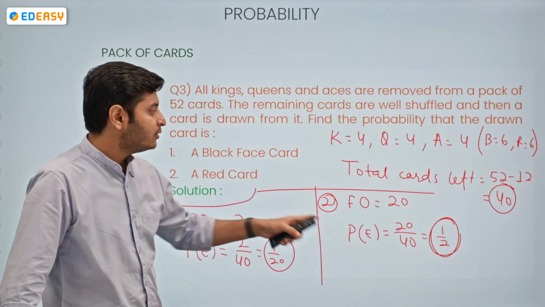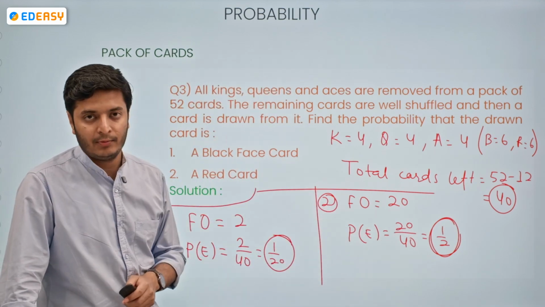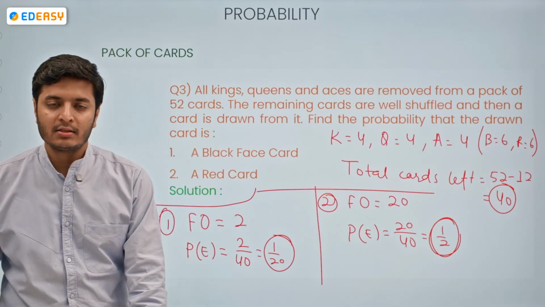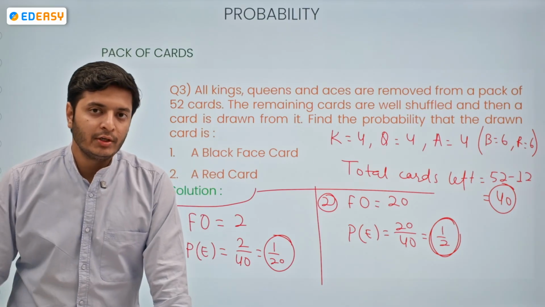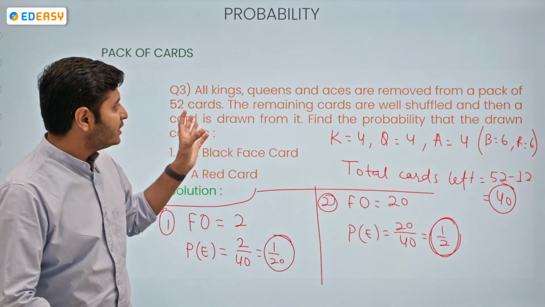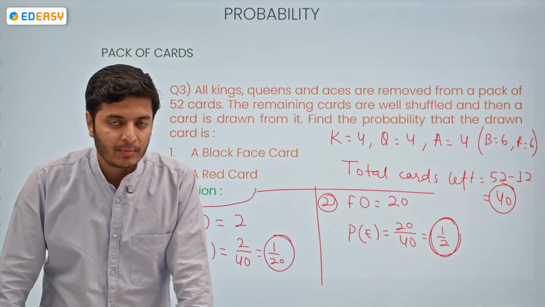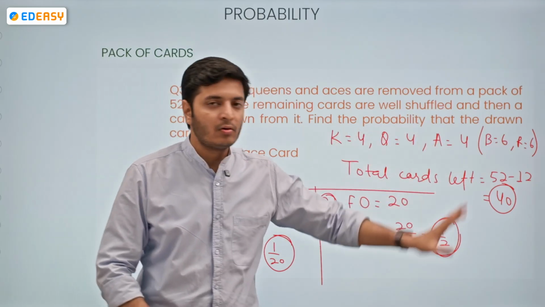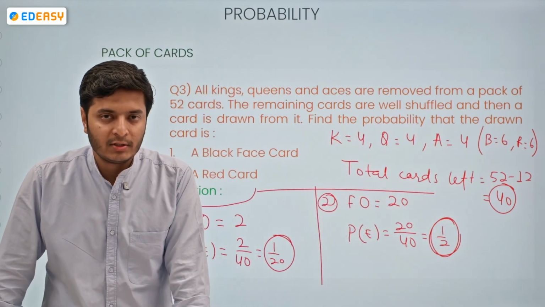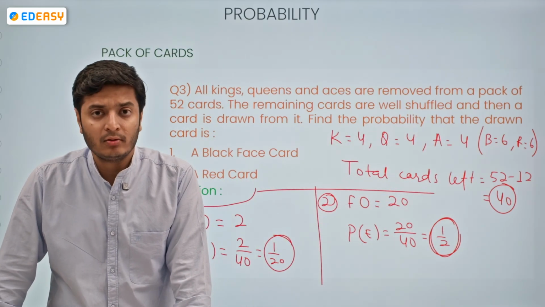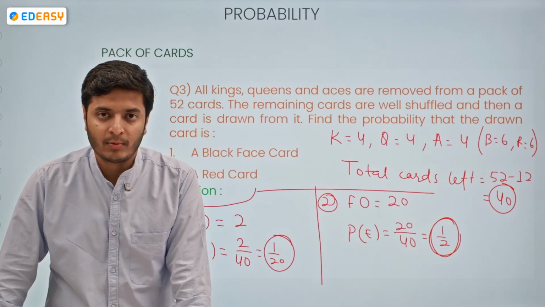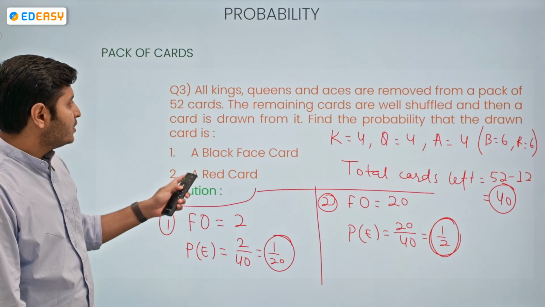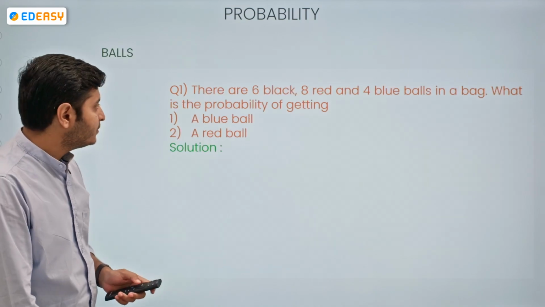This is the probability of getting a red card now, because we are already removing the three types of cards: kings, queens and aces. So you need to remember one thing: whatever is given in the problem statement, you need to analyze that first, then write down all the possibilities or sample space, then only move further in solving the problem. Otherwise you are gonna end up with the wrong answer. Okay, so this is how you can solve this type of problems.